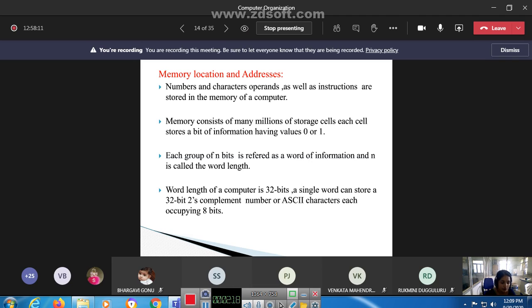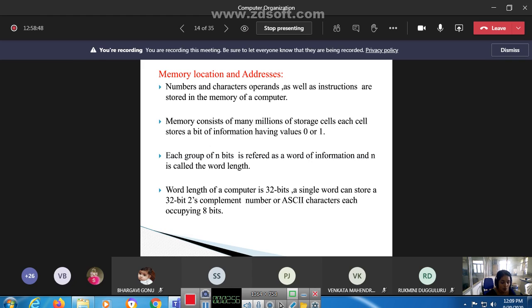In the computer memory, we take the collection of words, which can be represented in a schematic way. Modern computers have a word length that typically ranges from 16 to 64 bits. So what is the range of the word length? 16 to 64 bits. If the word length of a computer is 32 bits, a single word can store a 32-bit 2's complement number or 4 ASCII characters, each occupying 8 bits.